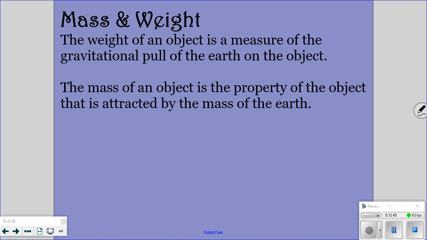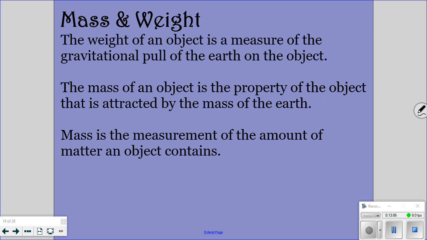The mass is the property of the object that is attracted by the mass of the Earth. Your mass does not change. So your mass stays what it is no matter what planet you go to. You're not going to change shapes. Your mass is going to be the same, but the weight is dependent on the gravity. So mass is the measurement of the amount of matter, and so matter doesn't change. So that's why your mass is going to stay the same amount.